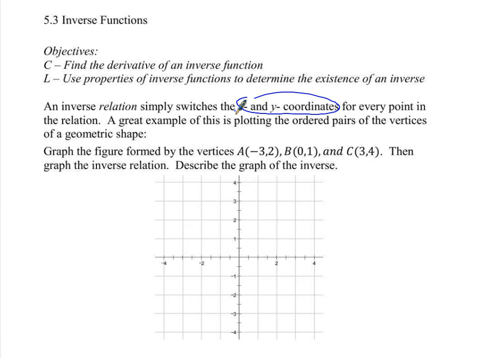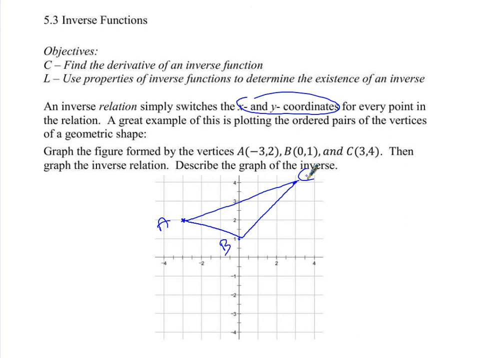A great example of what this is actually doing is by just forming a triangle and then finding the inverse relation, so the inverse triangle. So we have these 3 vertices sitting here. A is -3, 2. Maybe we can remember how to plot points on a graph. B is 0, 1. I think that's there. And then C is 3, 4, like there. Okay. So that was A, that was B, and that was C. It does form a triangle. It's 3 points in space that are not all in a line. So I'm going to kind of try to draw in a nice triangle right here.